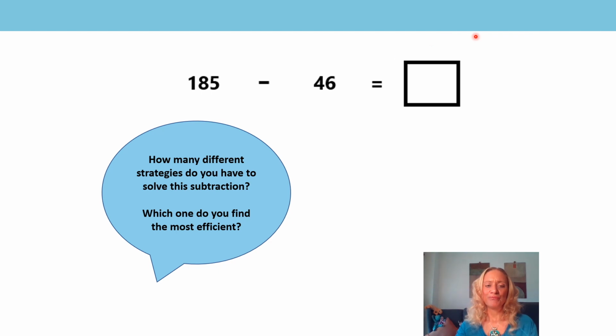So what I'd like you to do is have a think about how many different strategies you have to solve this calculation. But also I'd like you to think about which one is the most efficient. So if you could pause me and have a go at looking at a couple of different ways that you could solve this. Maybe you might use the methods that Sam and Ellie used. And then think which one's the most efficient and come back and let me know. See you in a moment.